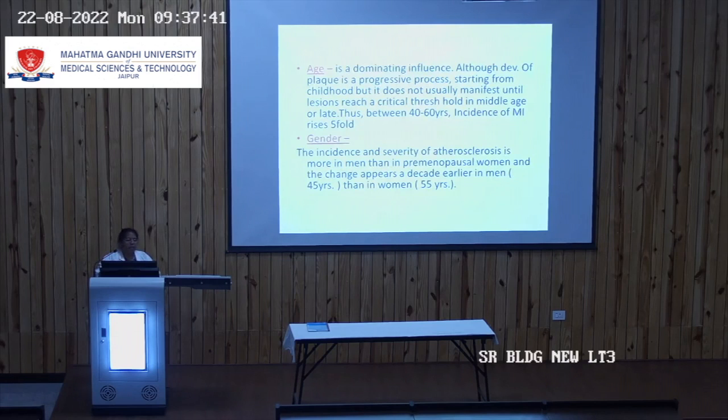Then as the age increases, the risk of atherosclerosis increases, and it is mainly between the age of 40 to 60 years that the incidence rises sharply. And because the risk of atherosclerosis increases at this age, the risk of myocardial infarction also increases with the same frequency.